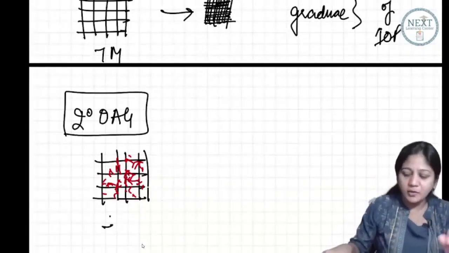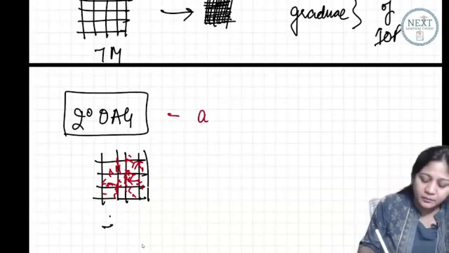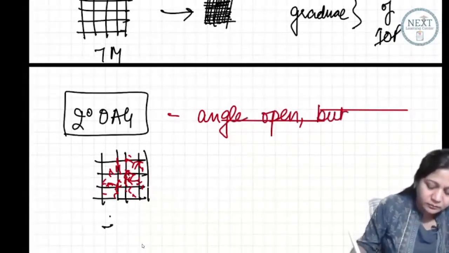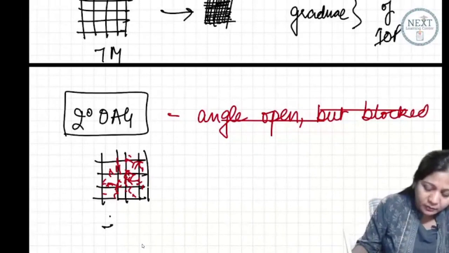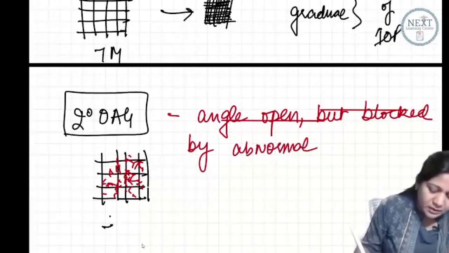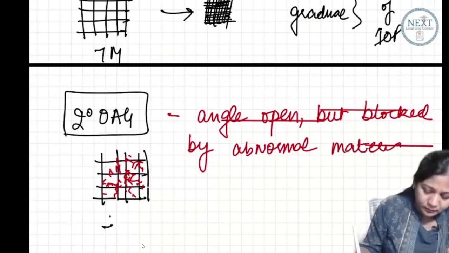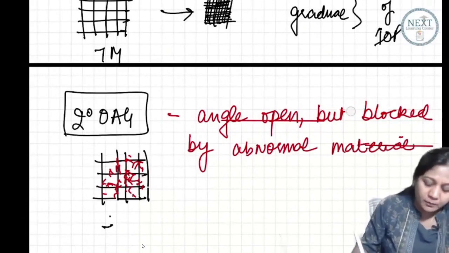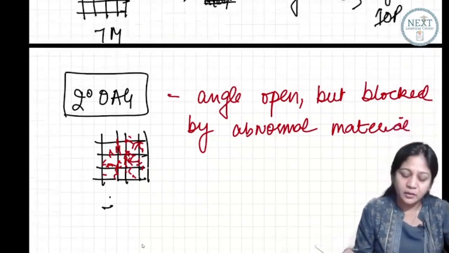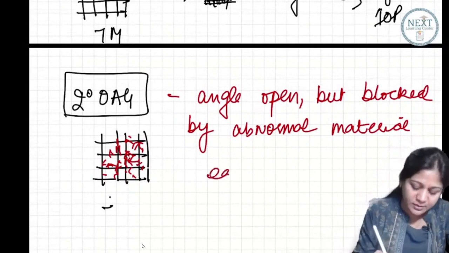Am I clear? So what is the secondary open angle? The angle is open but blocked by abnormal material in the angle. Guys, is it clear? ठीक है, ये समझ में आता है? Now what is another example of this secondary OAG?